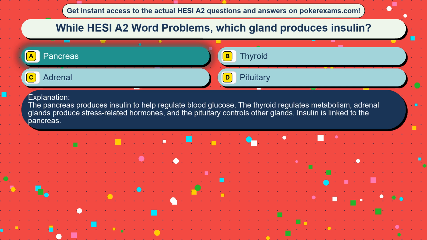The pancreas produces insulin to help regulate blood glucose. The thyroid regulates metabolism, adrenal glands produce stress-related hormones, and the pituitary controls other glands. Insulin is linked to the pancreas.